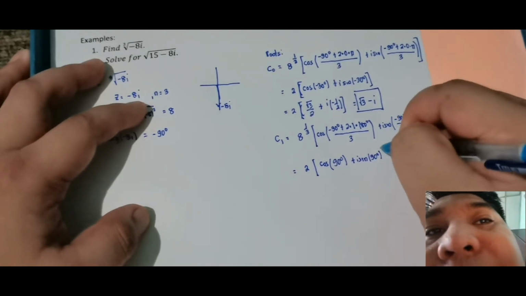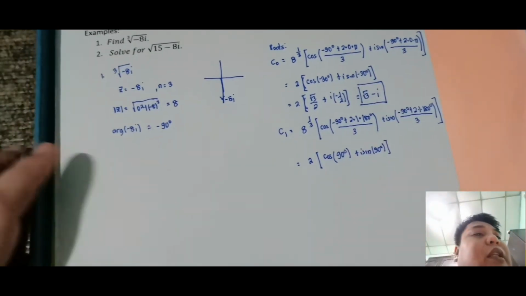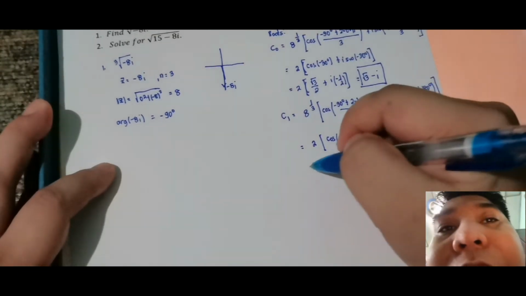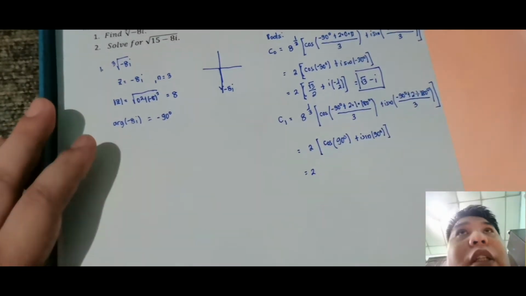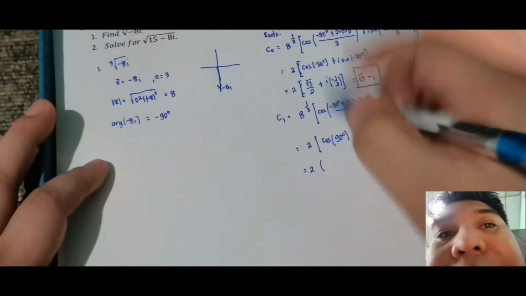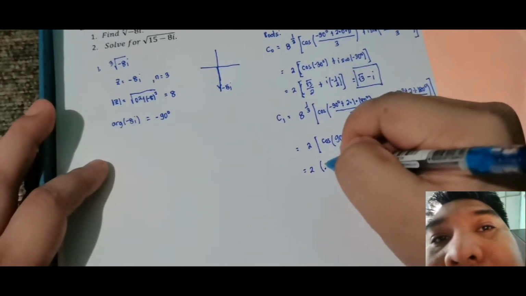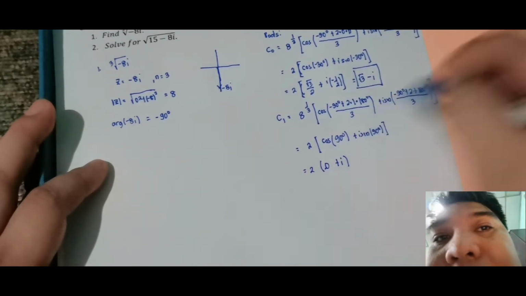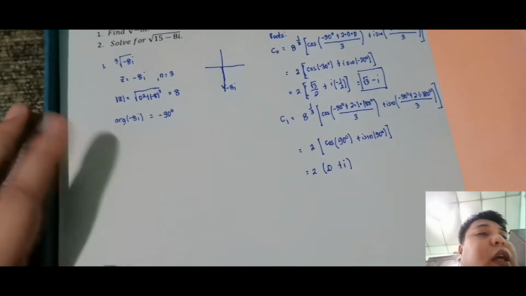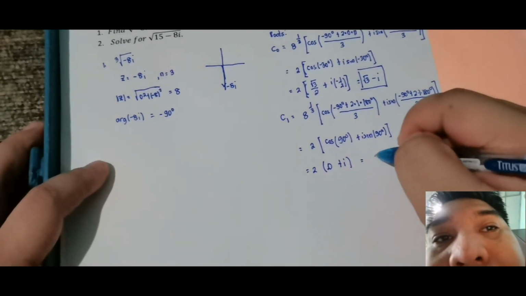So ang kagandaan naman dito, pag na-solve mo na isa, similar lang din sa kabila. Okay, so this is equivalent sa 2. So cosine 90 degrees is 0. Tama, kasi nasa taas yan, that is 0. Then plus i, kasi yung sine 90 degrees is 1. Okay, so therefore, ang sagot dito is 2i.